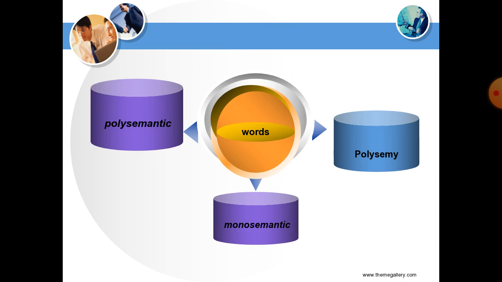A word having several meanings is called polysemantic, and words having one meaning are called monosemantic. These words are few in number. These are scientific terms. The bulk of English words are polysemantic. The ability to have more than one meaning is described by the term polysemy.